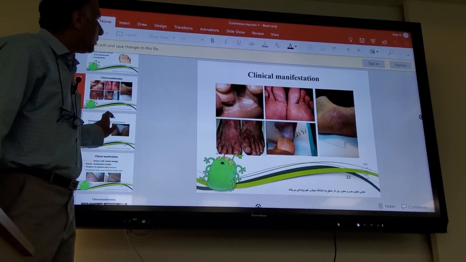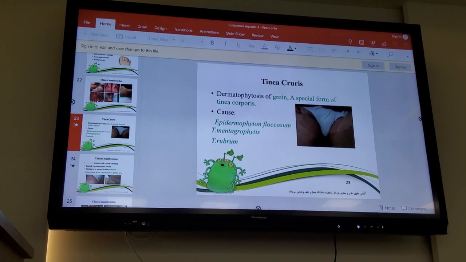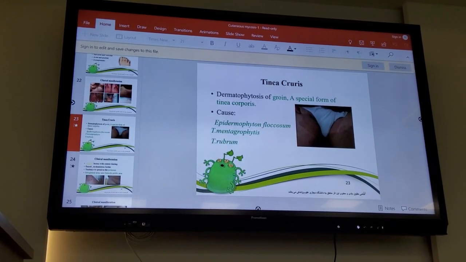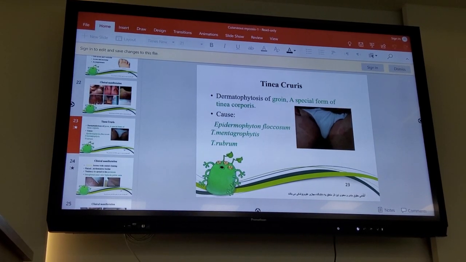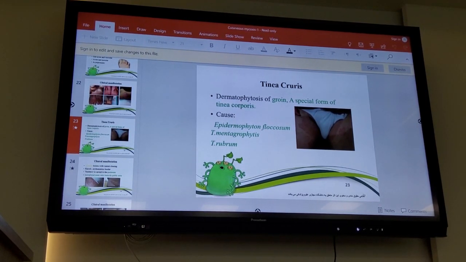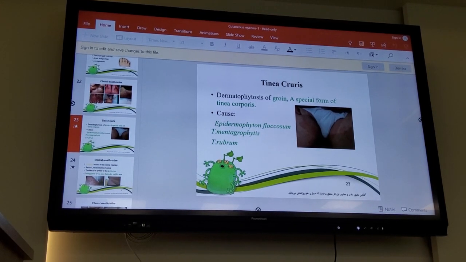Another type of infection is tinea cruris, the dermatophytosis of the groin. Groin means the skin of the genital area. It is a special form of tinea corporis because it is limited to the genital area skin.